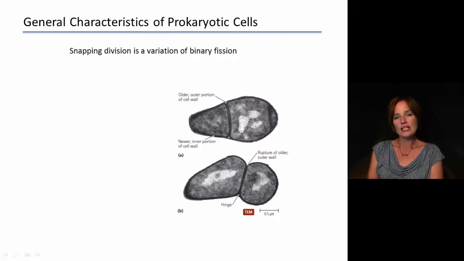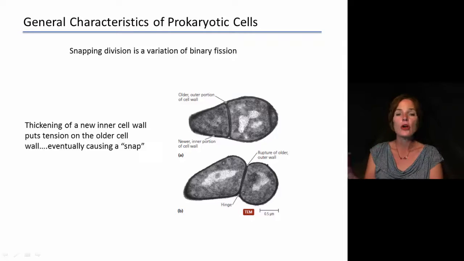We do sometimes have a special type of binary fission, and we call this snapping division. And the reason we call it snapping division is because the way that the cell wall is going to be formed down the middle is actually going to result in this kind of snapping process when they do separate. With the snapping process, there is going to be a thickening of the inner cell wall, and that thickening of that inner cell wall is going to put tension on the older wall. And eventually what this does is it does cause an actual snapping process.